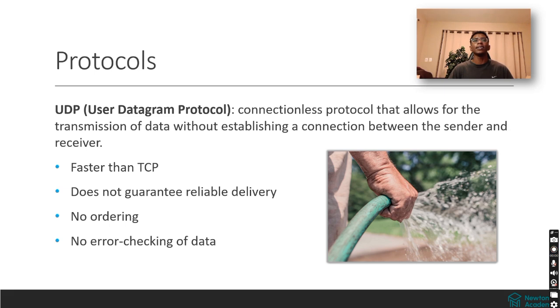It, on the other hand, is a connectionless protocol that allows for the transmission of data without first establishing a connection between the sender and receiver. This makes UDP faster than TCP. However, it does not guarantee reliable delivery. There's no ordering, and there's definitely no error checking of data. So we do not know whether the receiver has received the information that we've sent across the network or not.